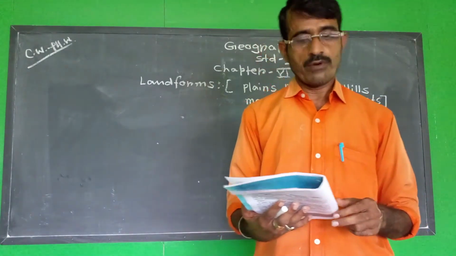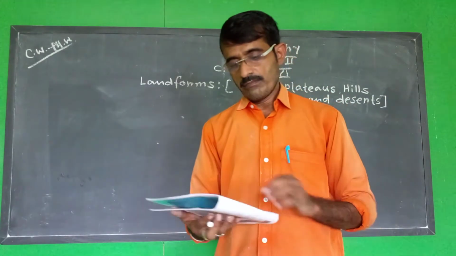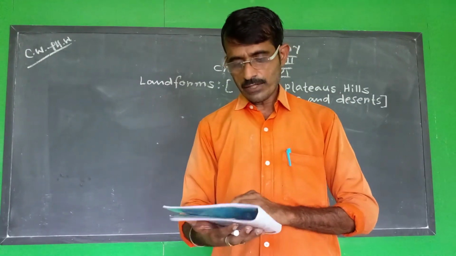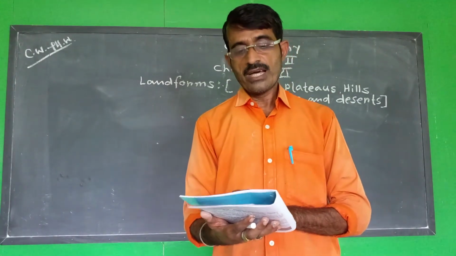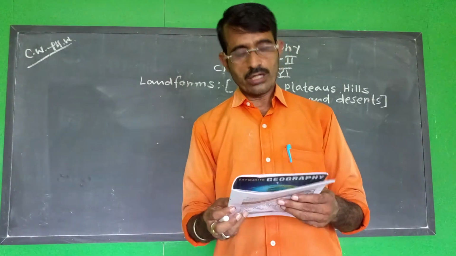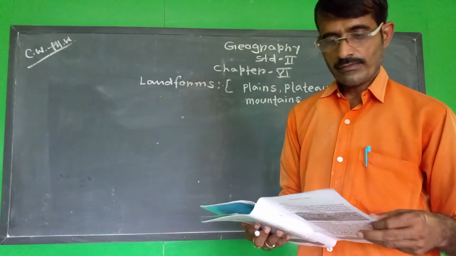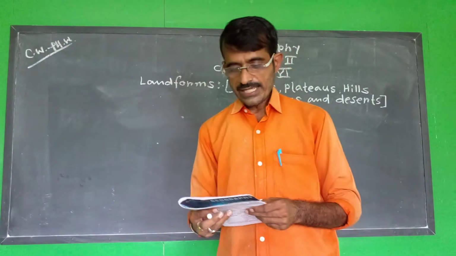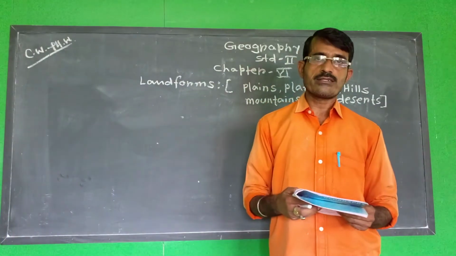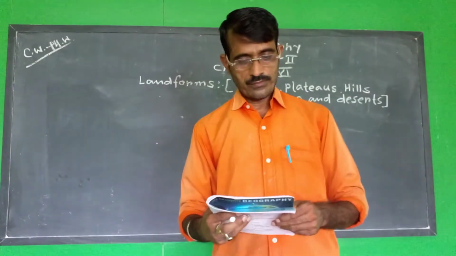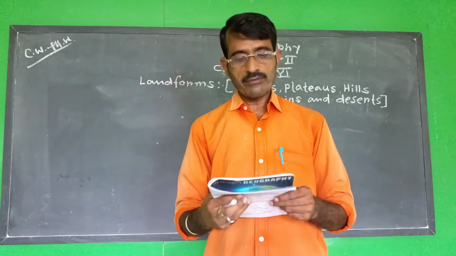All of these are landforms: plains, plateaus, hills and mountains. Hills and mountains are higher landforms than plateaus or plains. Hills and mountains are helpful to us. How do they help us?